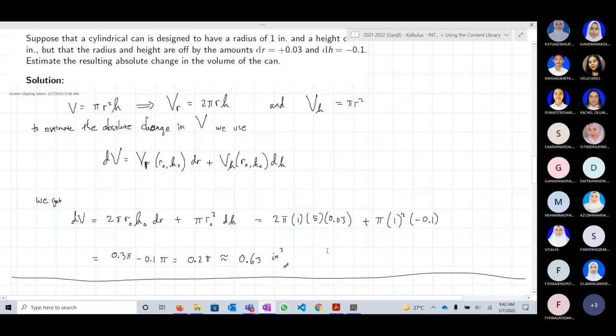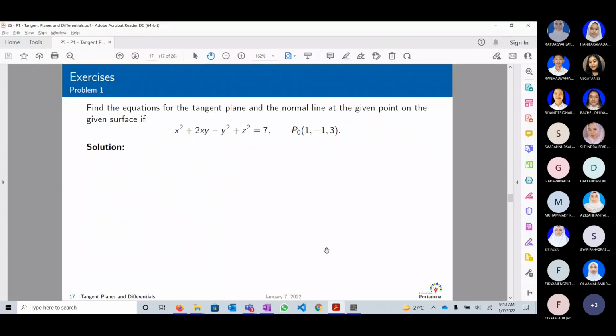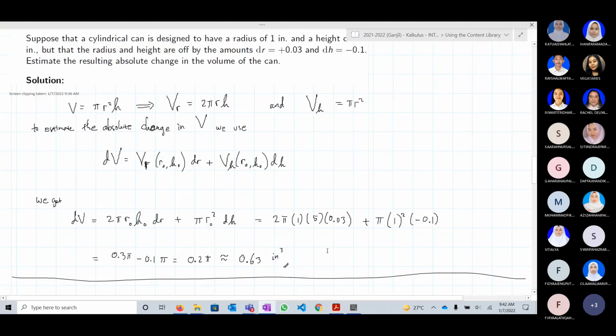Any question? Ada pertanyaan? For me, no, sir. No? No, also no. Then if not, we go to some exercises. Yeah. The first problem is one of the easiest ones.